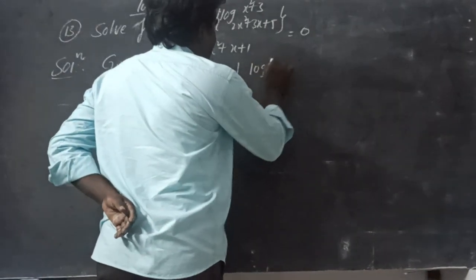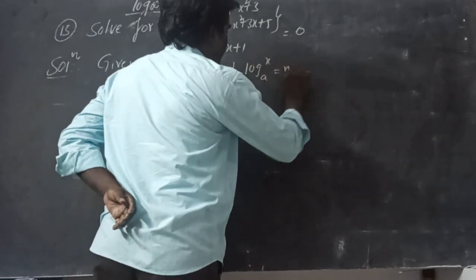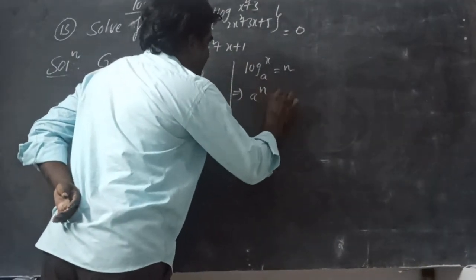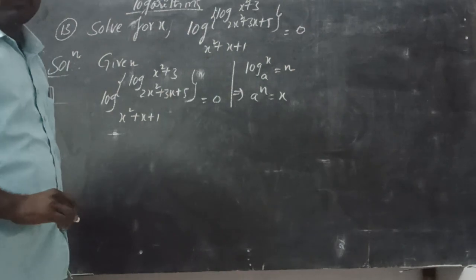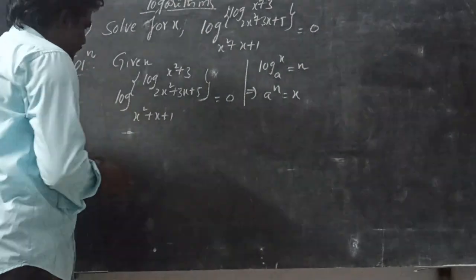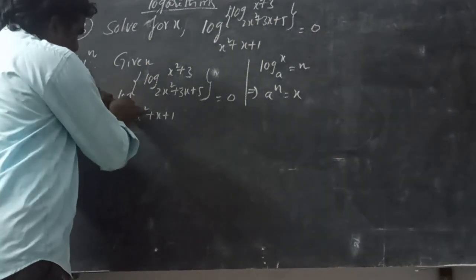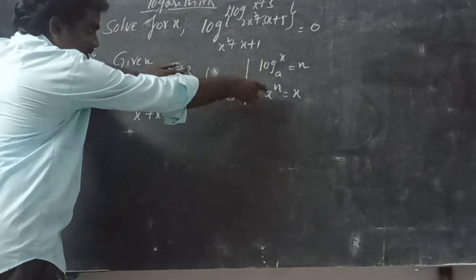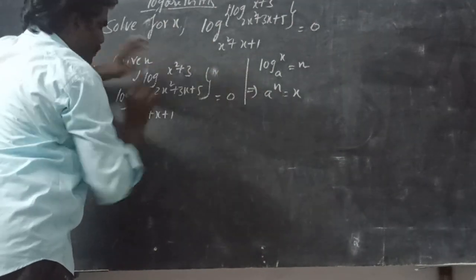Here we can apply the logarithm and write in exponent form. So log of x base a is equal to n. We can write in exponent form: a to the power n is equal to x. Here the log base is what? Here we can use the logarithm in exponent form.